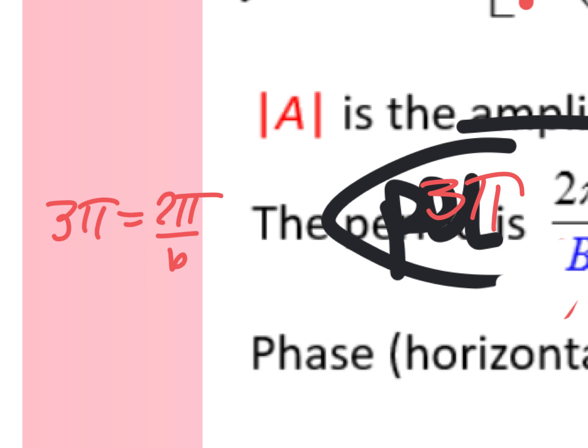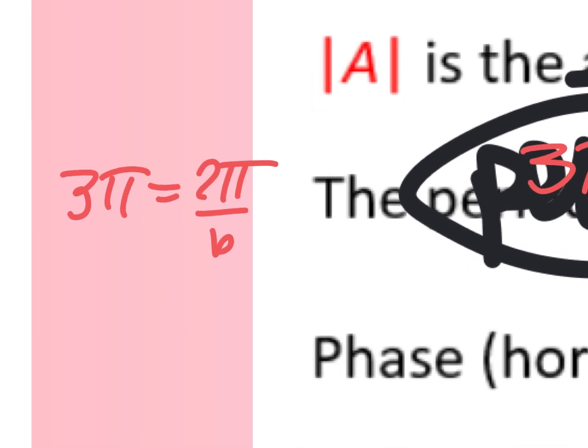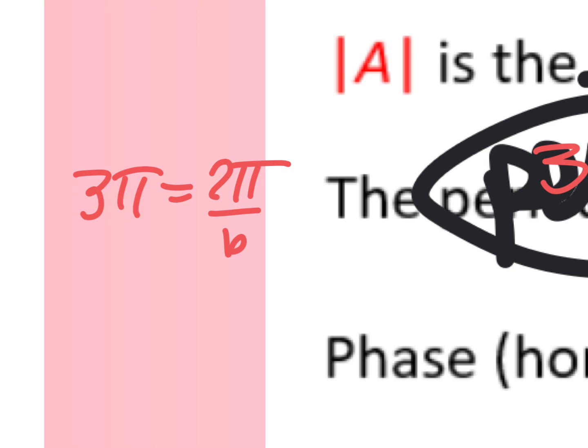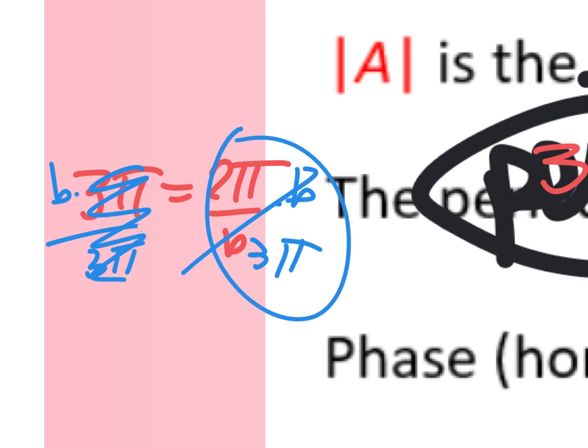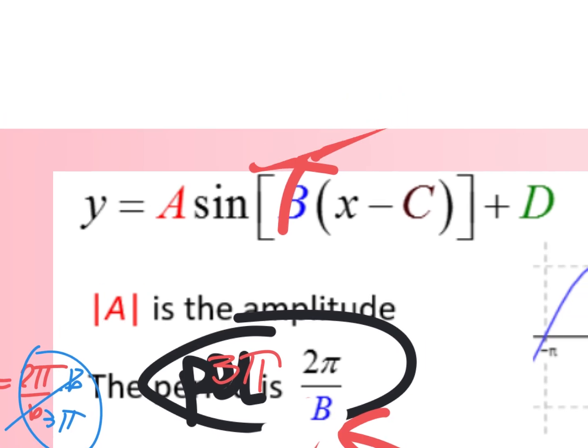I'll wait. By now you have solved this for b by multiplying both sides by b and then dividing both sides by 3 pi. And I hope that's what you did anyways. And you'd have 2 pi over 3 pi, and then the pi's cancel, so b must have been 2/3. So right here, this b would be 2/3. If I tell you the period, you can figure out the b.